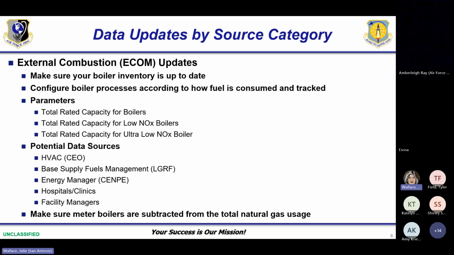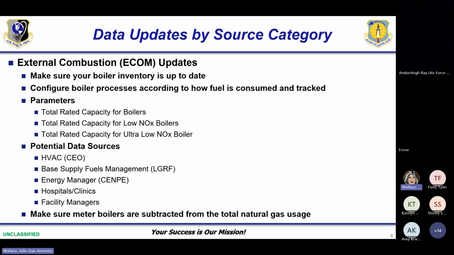Okay, I have seen this done so many different ways. Some installations have a single process to a single boiler, and they'll have 200 boiler processes, but not all of those boilers are metered. So what they're doing is taking the base-wide gas number and dividing it by the capacity and entering a whole bunch of consumption records. That is time consuming and not worth your while.